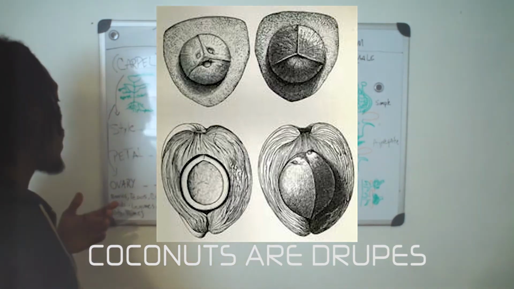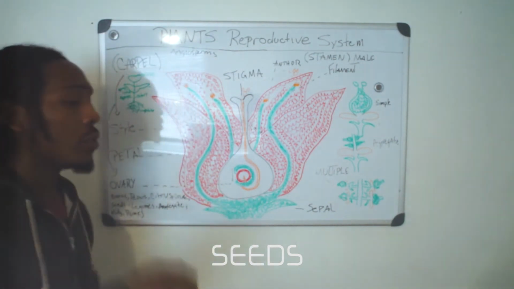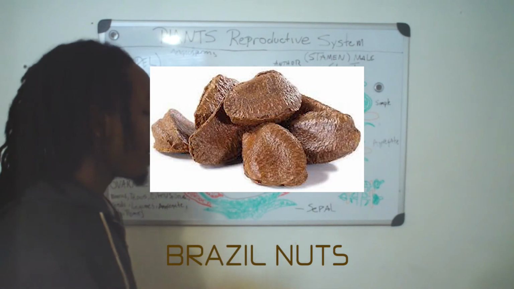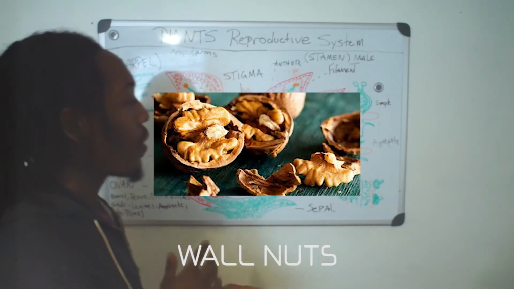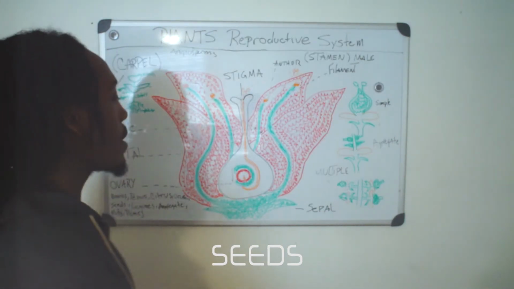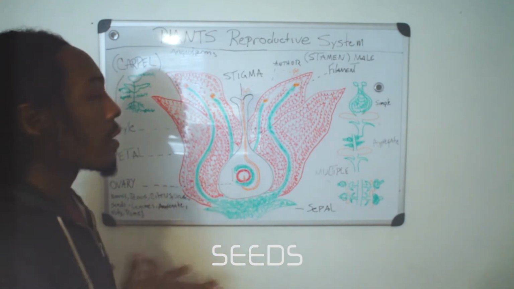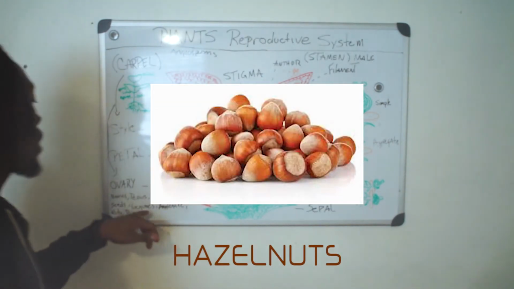Okay, so then you got seeds. Now seeds is what we commonly refer to as nuts. So what you call your pistachios, your Brazil nuts, walnuts, any type of almond or what we normally consider to be nuts are actually seeds of the fruit. It's not the actual nut. Nuts are like acorns and stuff like that, or hazelnuts.